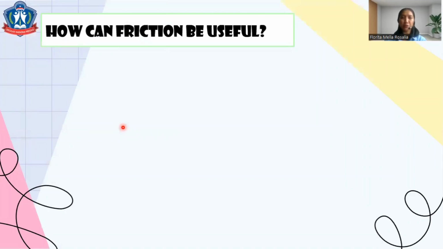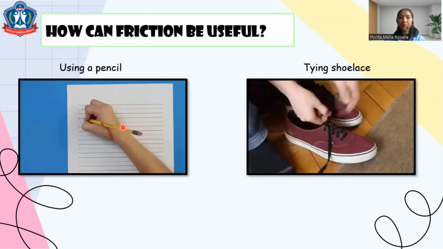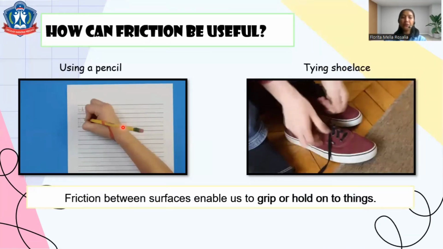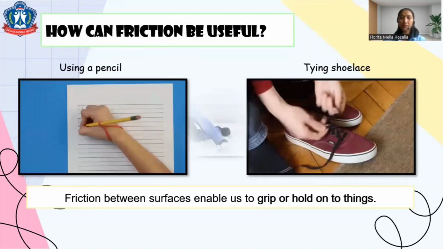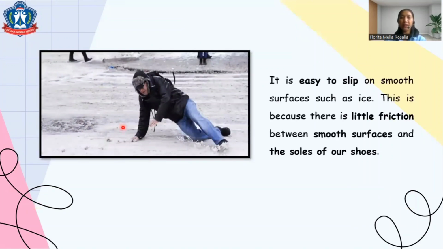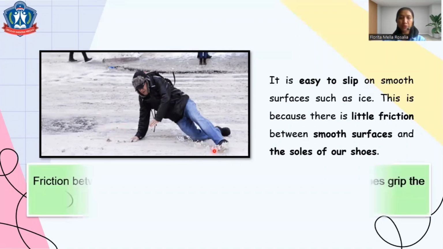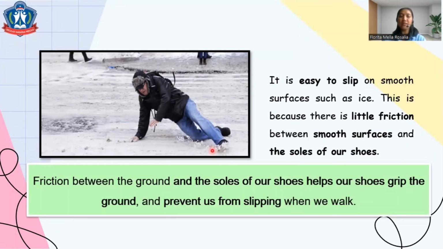So now, how can friction be useful? I have some examples here. First, when you use a pencil or tie your shoelace, the friction between surfaces enables us to grip and hold on to things. And then the next one. It's easy to slip on smooth surfaces such as ice. This is because there is little friction between smooth surfaces and the soles of our shoes. Friction between the ground and the soles of our shoes helps us to walk and helps the shoes grip the ground and prevent us from slipping.